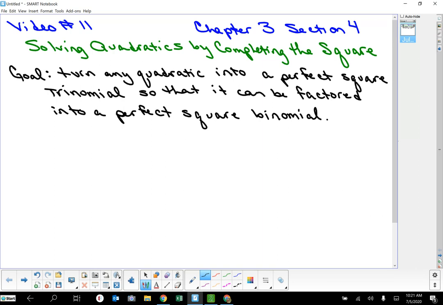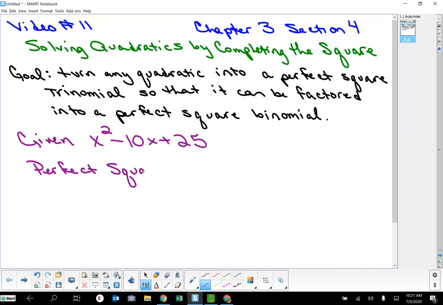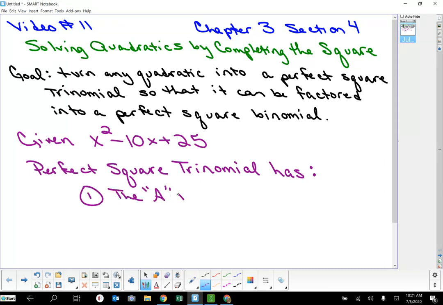And there are some specific things that have to happen in your trinomial in order for it to be a perfect square trinomial. So if we are given x squared minus 10x plus 25, this is a perfect square trinomial. How do you know? A perfect square trinomial, and we're going to start with this and then end up going backwards, has the following conditions. 1, the a value must equal 1.